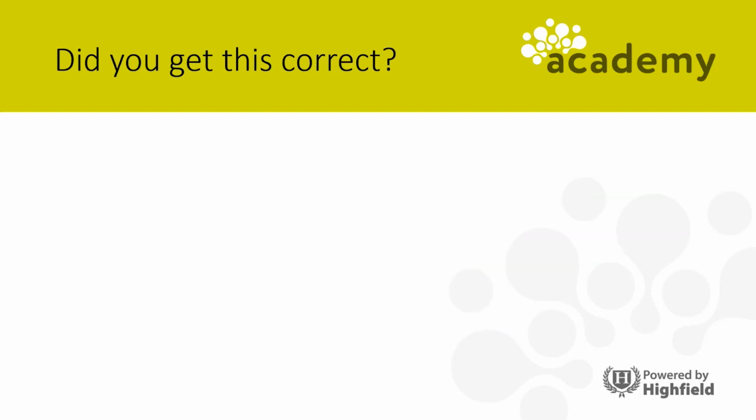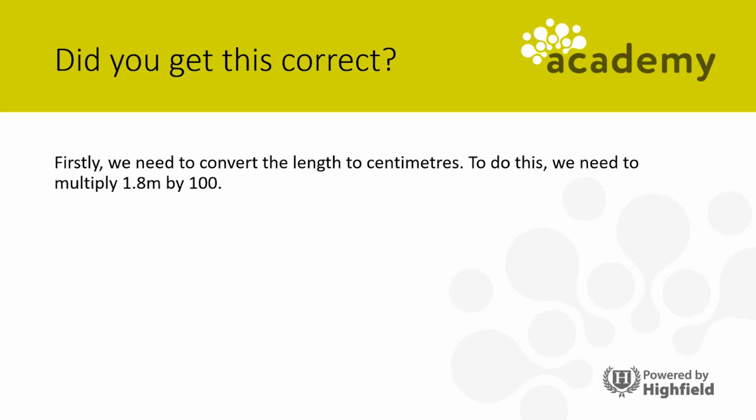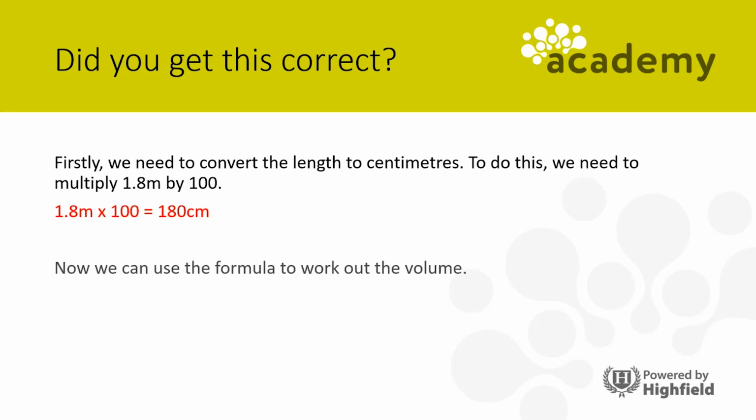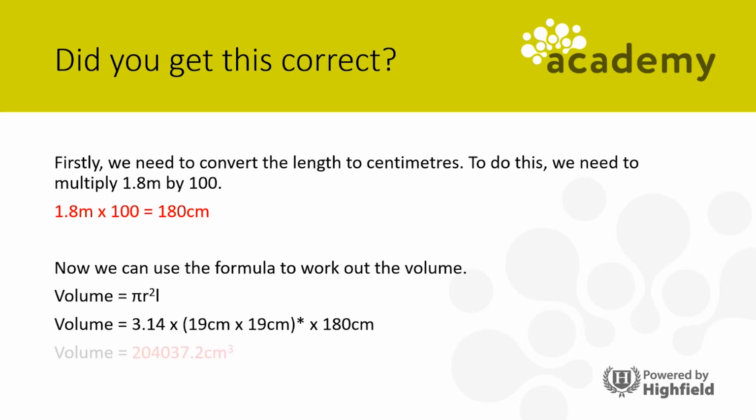Did you get it right? Firstly, we need to convert the length to centimetres. To do this, we need to multiply 1.8 metres by 100, which is 180 centimetres. Now we can use the formula to work out the volume. So volume equals pi r squared times length. The volume is 3.14 times 19 by 19 centimetres times 180 centimetres, which is 204,037.2 centimetres cubed. And remember, radius is half the diameter, which is how we came to 19 centimetres.